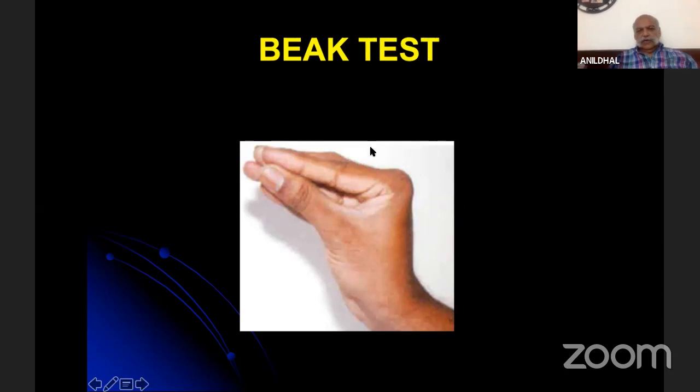This is usually a test where you are not suspecting a nerve injury, but you want to quickly rule out all the three nerves being intact. By virtue of the fact that the patient is able to dorsiflex the wrist here, the radial nerve is intact. The flexion of the metacarpophalangeal joint and extension of the interphalangeal joint tells you that the ulnar nerve is intact, and apposition of the thumb tells you that the median nerve function is intact. So this is beak, as the beak of a bird.